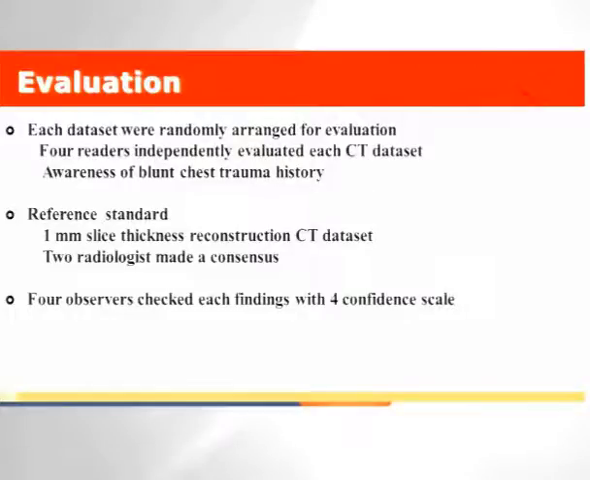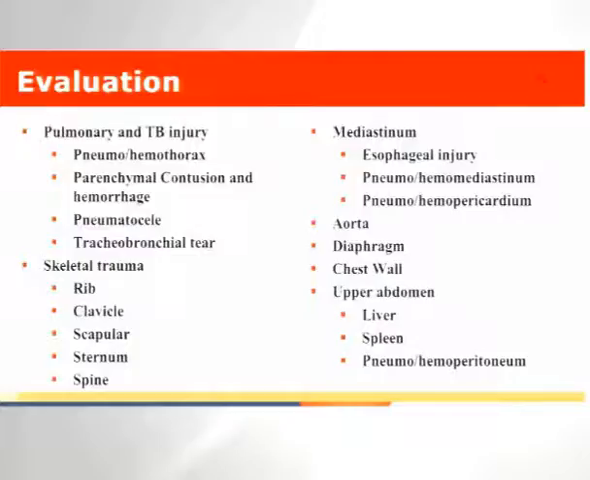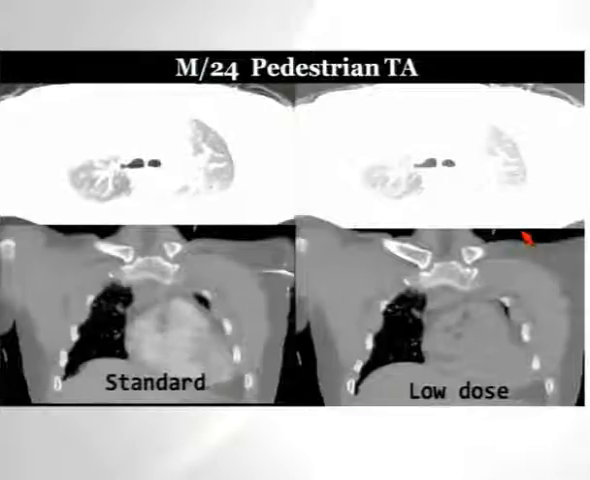4 observers checked each finding with the 4 confidence scale. First, definitely positive. Second, probably positive. Third, probably negative. And last, definitely negative. We evaluated pulmonary, tracheobronchial injury, skeletal trauma, mediastinum, aorta, diaphragm, chest wall, and upper abdominal solid organ injury.